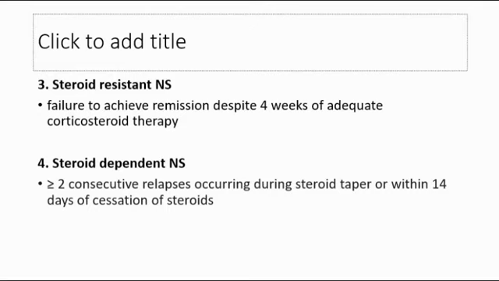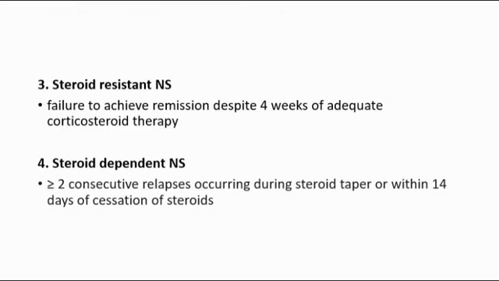Thirdly, the steroid-resistant nephrotic syndrome. This is because the mainstay of treatment for nephrotic syndrome is steroid. So if there is steroid resistance, it means there is failure to achieve remission despite giving 4 weeks of adequate corticosteroid therapy. Later I will go through the treatment, and you will see why it is 4 weeks. And fourth, it is steroid-dependent nephrotic syndrome, which means there are 2 or more consecutive relapses occurring during the steroid taper or within 14 days of cessation of steroids.